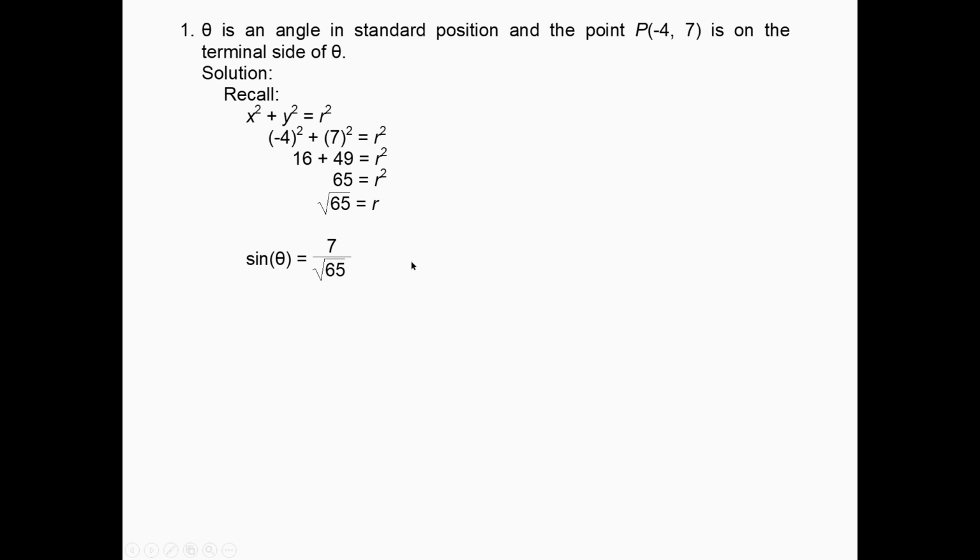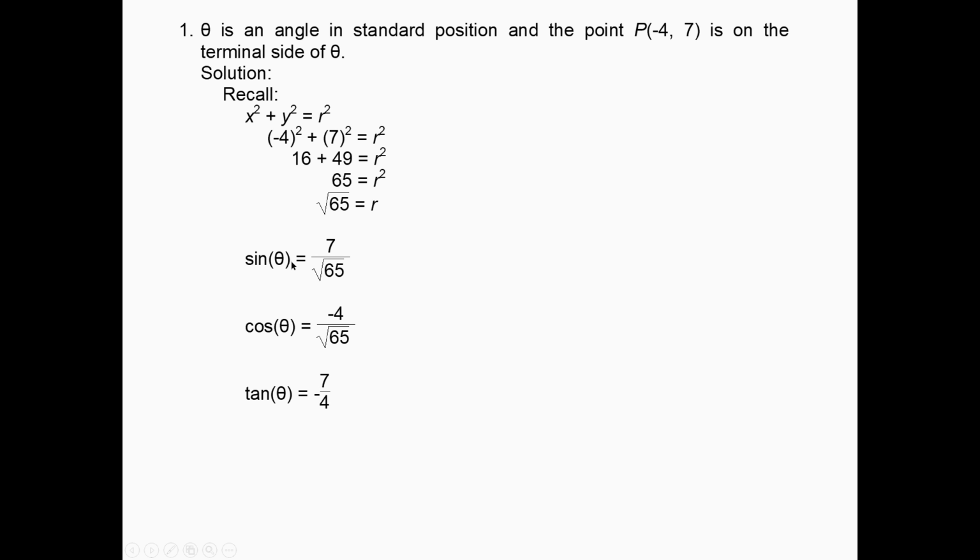So sine of theta, remember, is y over r, so 7 over square root of 65. Cosine is x over r, so negative 4 over square root of 65. Tangent of theta is y over x. So 7 over negative 4, if you like, negative 7/4. It doesn't matter where you put the minus sign, but put it somewhere.